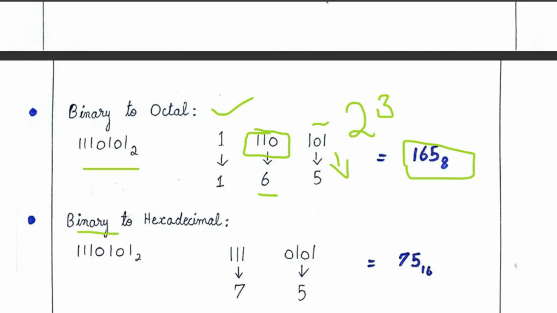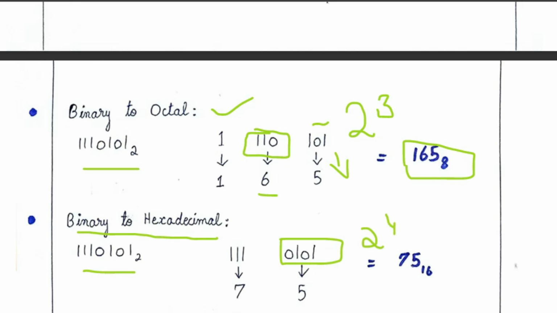To convert the binary number to hexadecimal, we repeat the same steps we did in the binary to octal, but in this case we divide it into groups of 4 because hexadecimal has a range of 2 to the power of 4. And the same steps we'll do here.